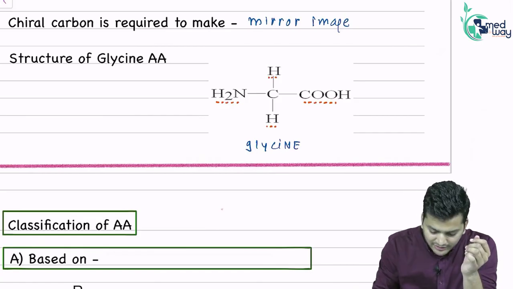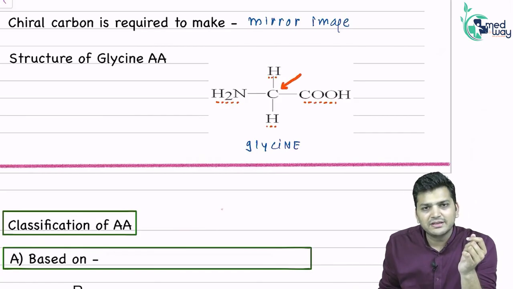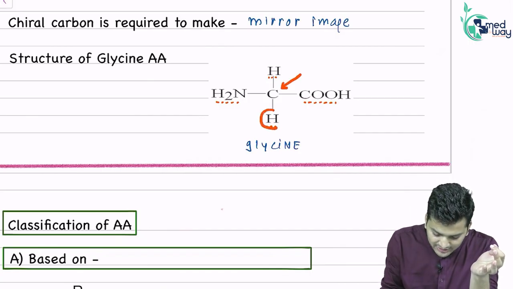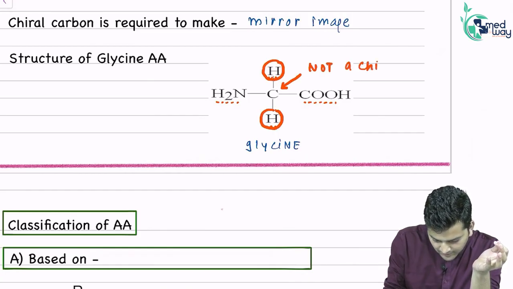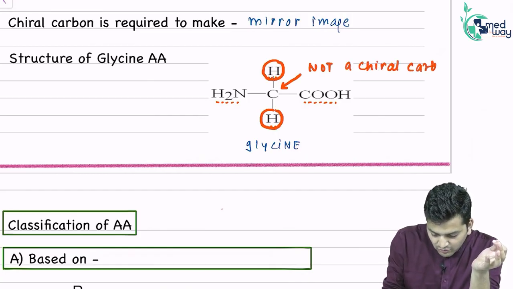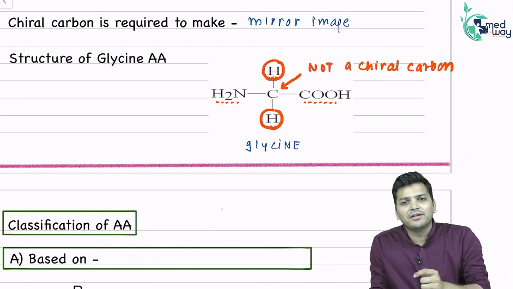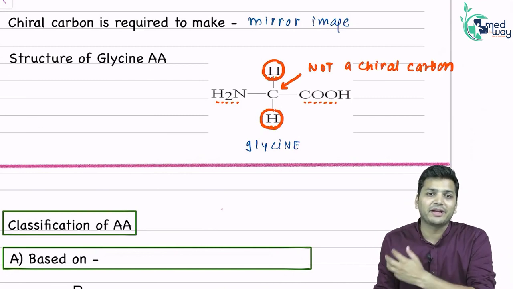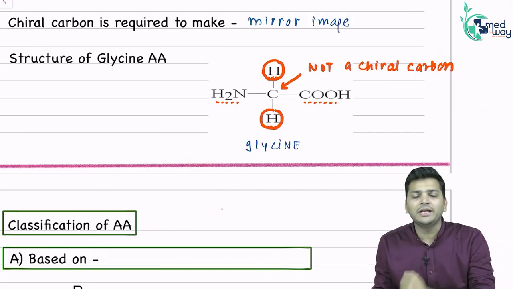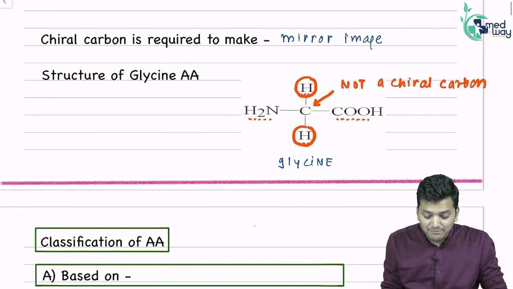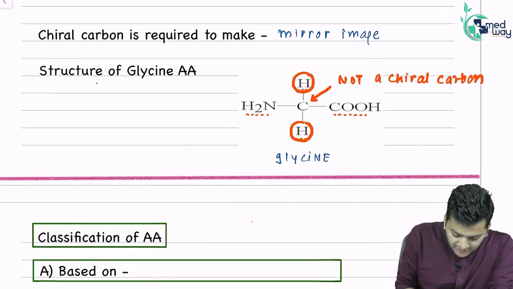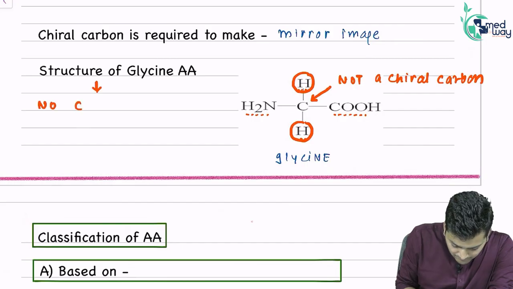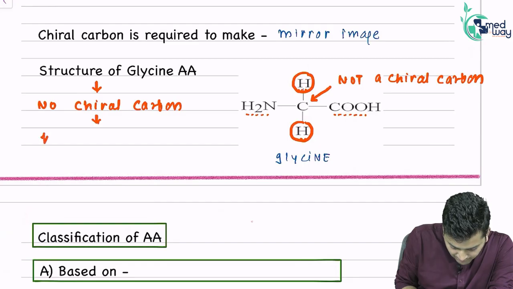So first tell me, is it a chiral carbon? Are all the 4 valencies different? No, right? Because this and this valency are the same, so it's not a chiral carbon. So I can say glycine does not have a chiral carbon, and because glycine does not have a chiral carbon, it cannot make an optic isomer, it cannot make a mirror image, it is optically inactive. So they ask this question: which amino acid is optically inactive? Glycine. In the structure of glycine there is no chiral carbon, hence optically inactive.